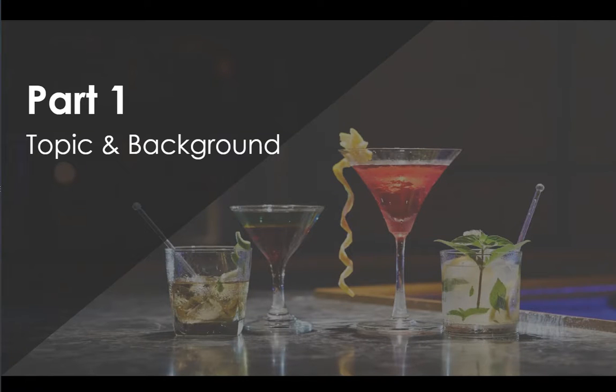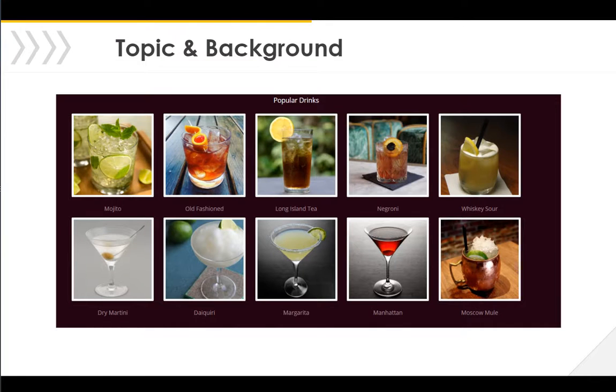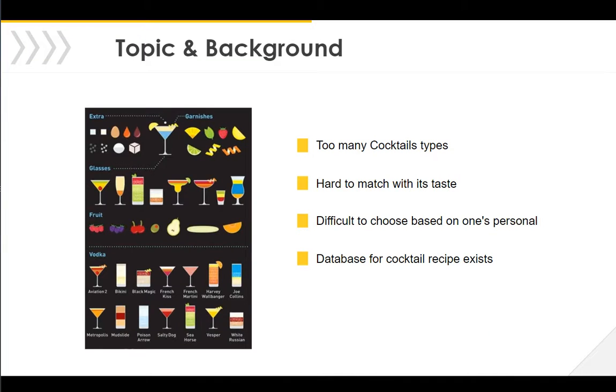Our topic is Cocktail Recommendation System. We chose this topic because there are too many kinds of cocktails. Thousands, tens of thousands, or more. And every single cocktail has its own unique name. So for users, it is hard to match with their taste. And also, it is difficult to find or choose the preference of cocktail.